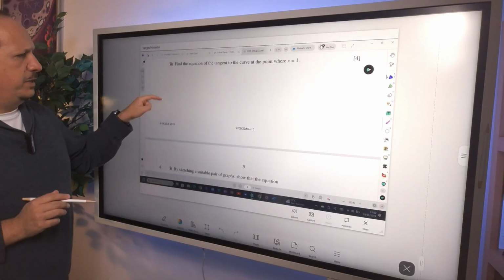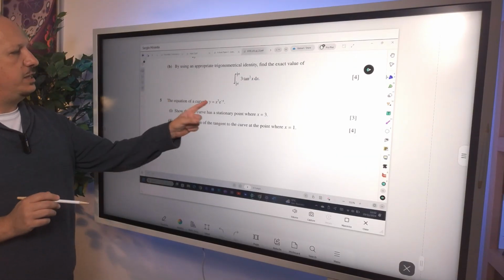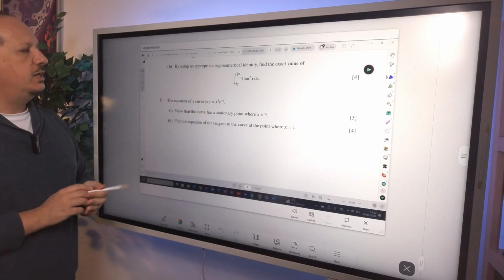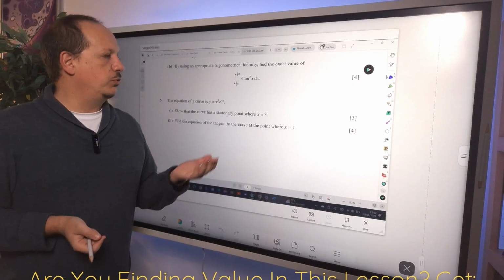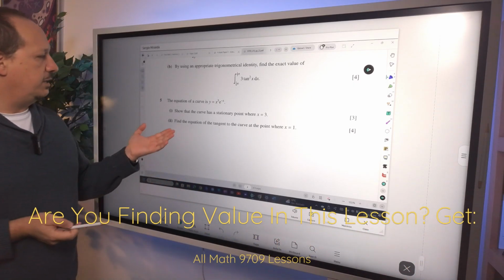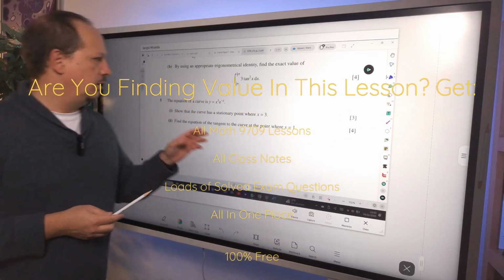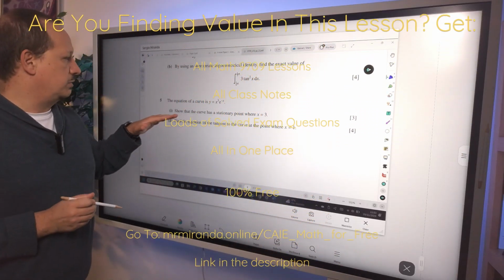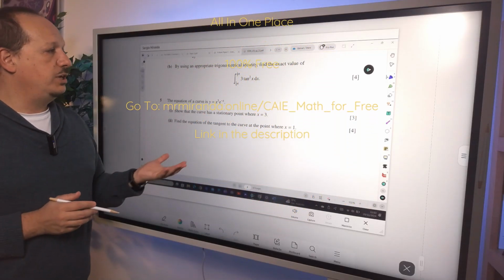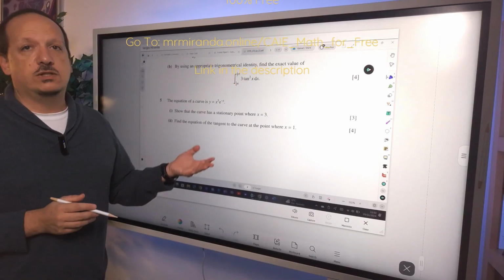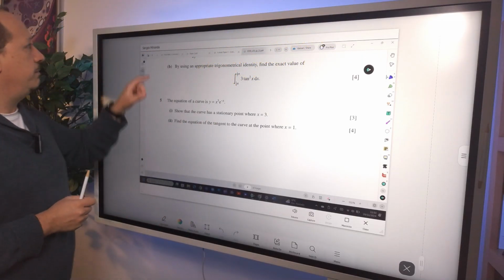One more. It's May June 2010, question 5. The equation of a curve is y equals x to the power of 3 times e to the power of minus x. Show that the curve has a stationary point where x equals 3, and then find the equation of the tangent to the curve at the point where x equals 1. All right, so to figure out that the curve has a stationary point where x equals 3, we just have to differentiate, equal it to 0, and one of the values, if you have more than one, is going to be 3.